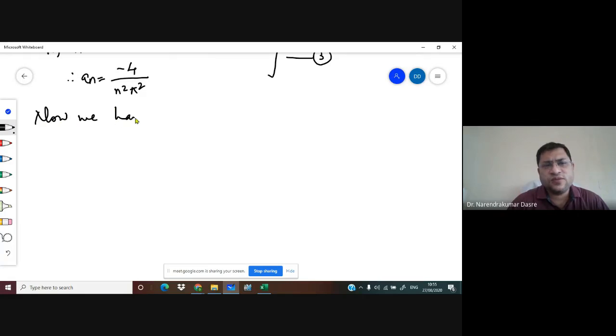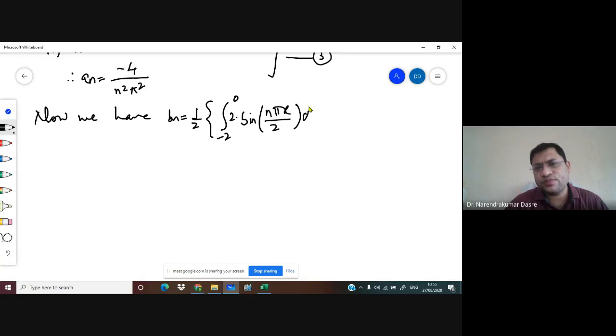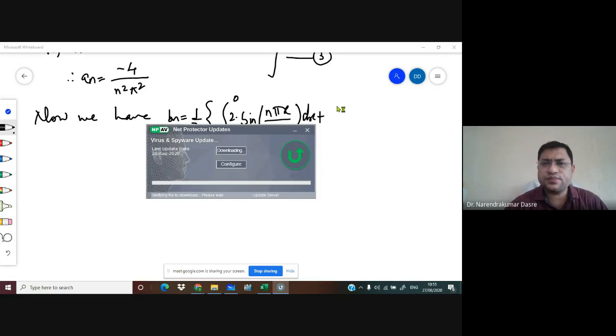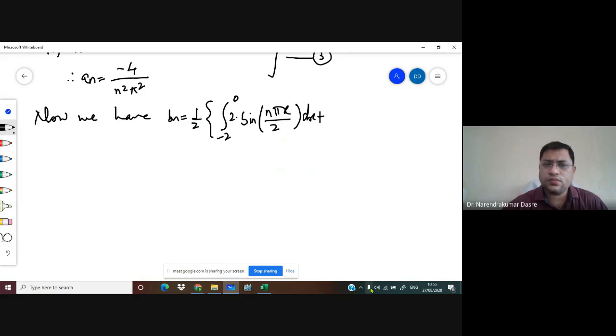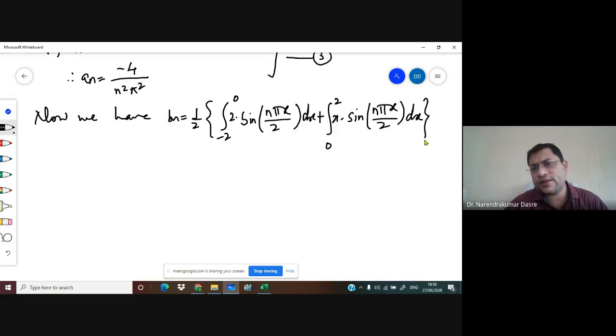Now we have bn is equal to half of the integral from minus 2 to 0 of 2 into sine of n pi x by 2 dx, plus the integral from 0 to 2 of x into sine of n pi x by 2 dx.